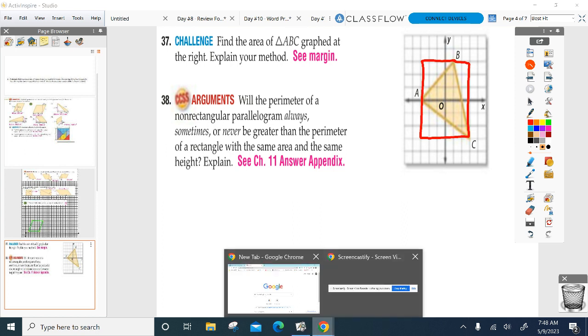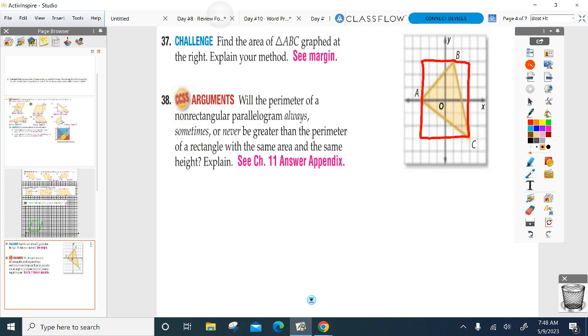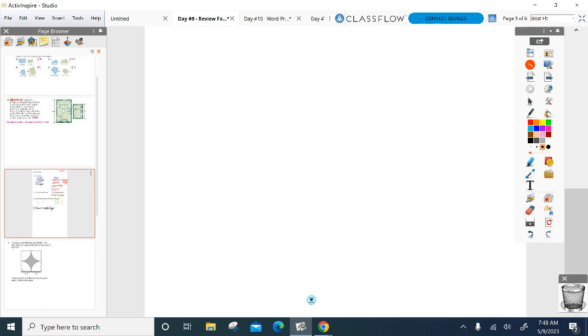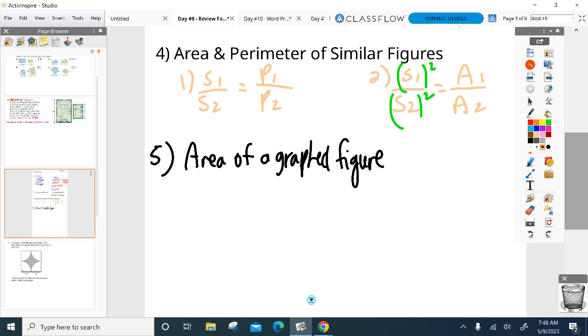All right, some other stuff that has nothing to do with this unit, but you're going to need it to solve some of the problems. Your 30, 60, 90, and 45, 45, 90 rules.